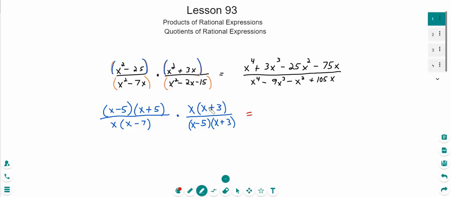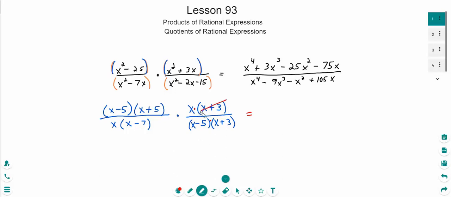But anyway, let's take a look at this. What can we do? Well, we can now reduce out some things. Okay, what could we reduce out? Well, right here, this top term, this numerator, you might think of it as being multiplied. It's two factors being multiplied by each other, an x times an x plus 3. And down here we have two factors being multiplied by each other. It's an x minus 5 times an x plus 3. Notice we have an x plus 3 that's a factor for both the numerator and the denominator.